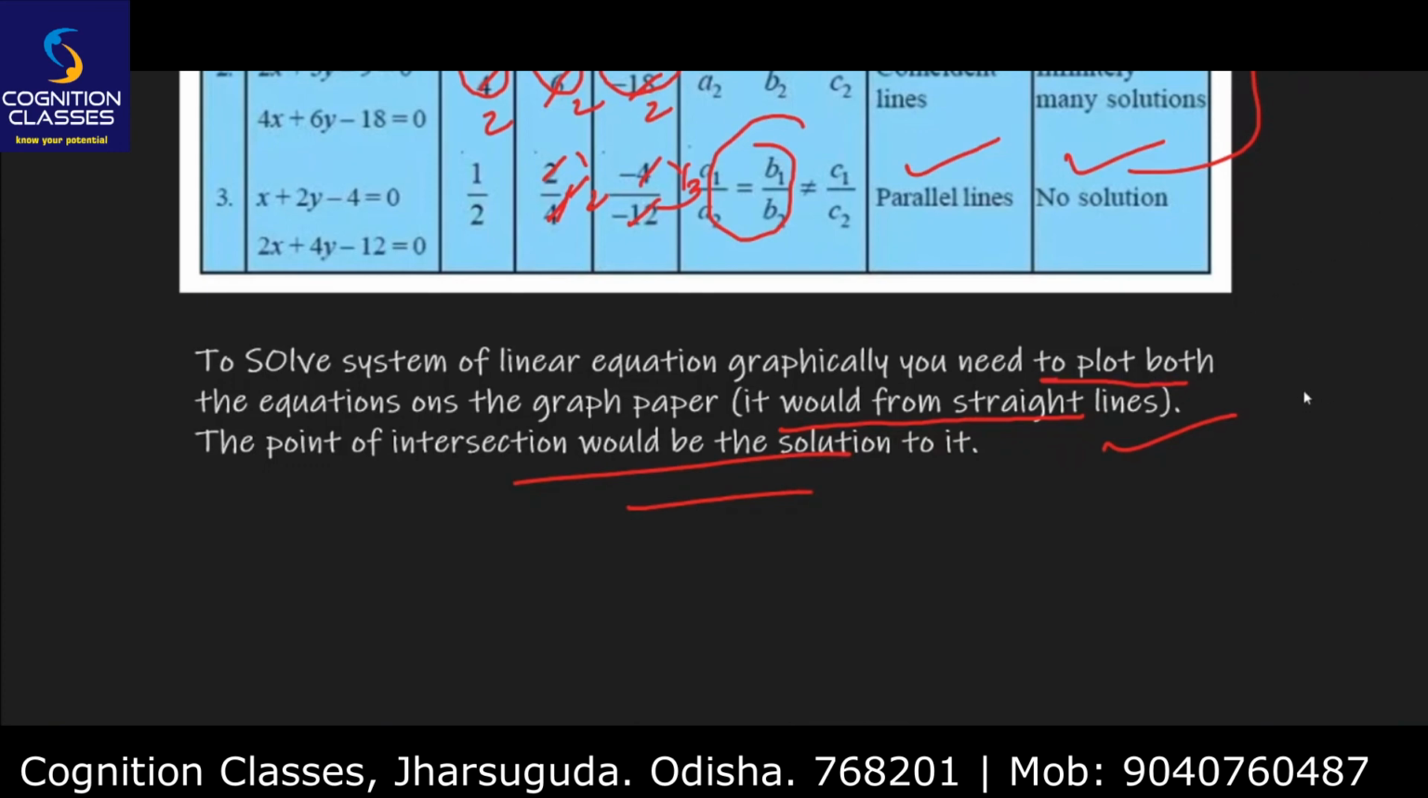I hope you have understood whatever we have discussed till now. By this lecture, we complete all the methods of solving linear equations, that is the algebraic method and the graphical method. In the algebraic method, we have learned three other methods: the substitution method, the elimination method and the cross multiplication method. Now, given any pair of linear equations, you can solve them using any of these four methods.